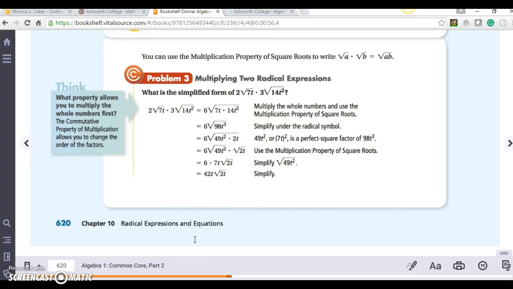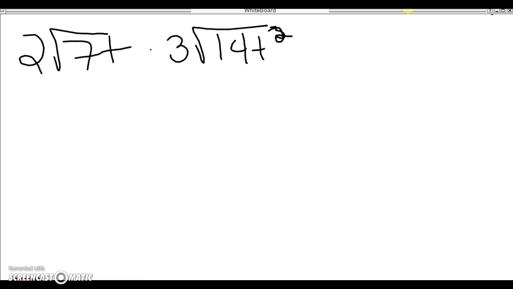Okay, now let's take a look at problem 3. It says you can use multiplication properties of square roots to write the square root of a times the square root of b to get the square root of ab. Multiplying two radicals. So problem 3 was the simplified form of 2 square root 7t times 3 square root 14t squared, and I've written it here on the whiteboard.